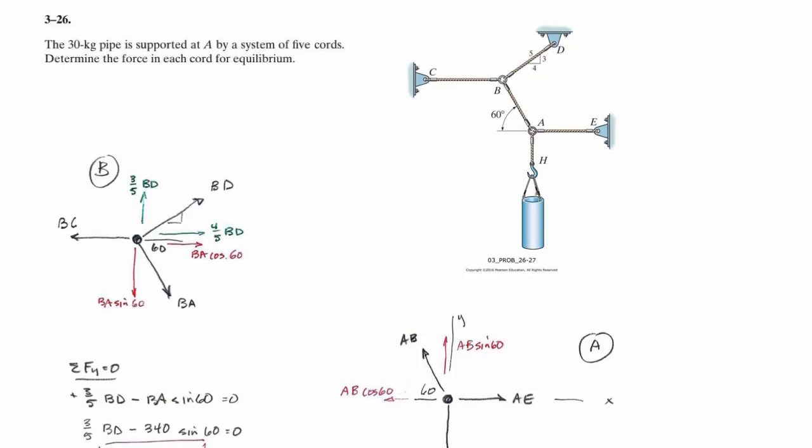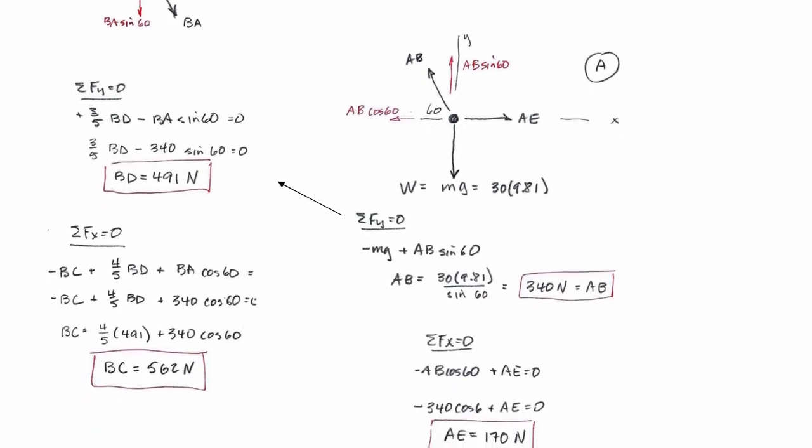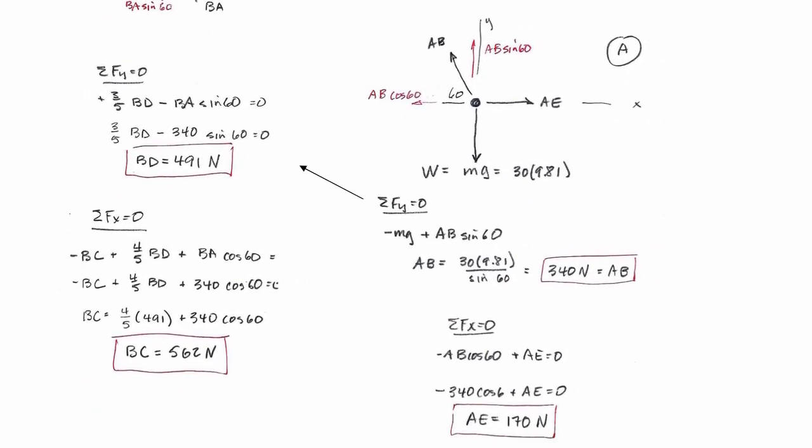So let's move down here, and I'm going to sum the forces in the X and the Y for point A. Sum of the forces in the X, sum of the forces in the Y, and if you do the sum of the forces in the Y, you can find out with one equation the tension in AB. Then plug that into the X equation, then you can find tension in AE. From there, you can move to this equation or this picture.